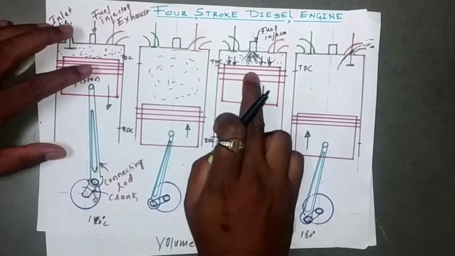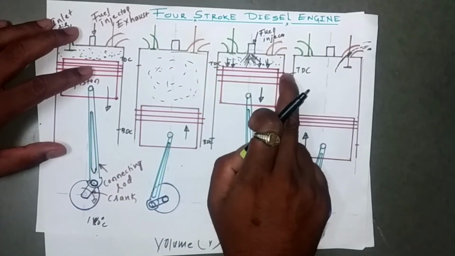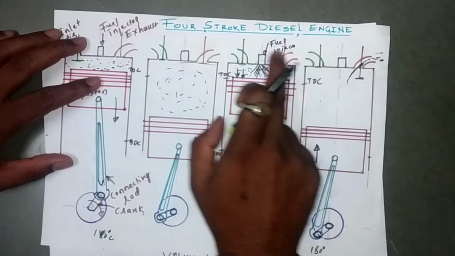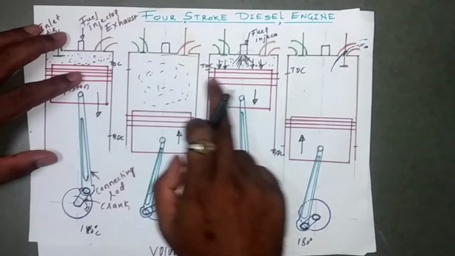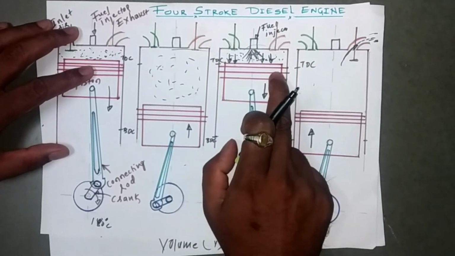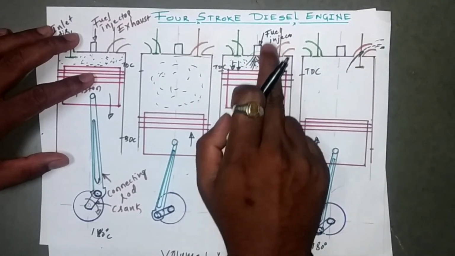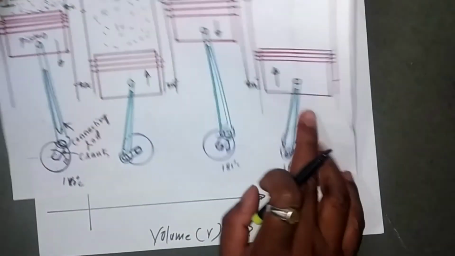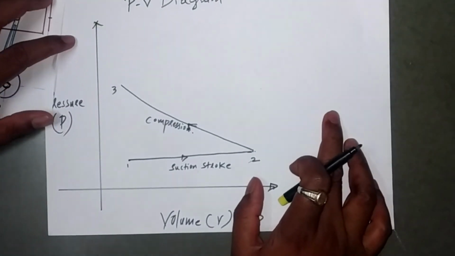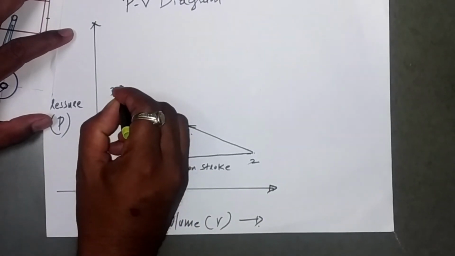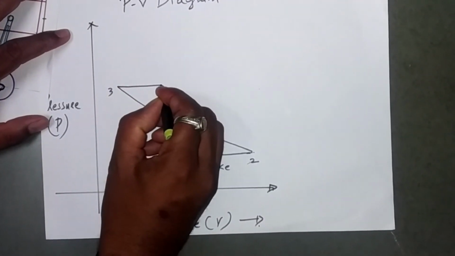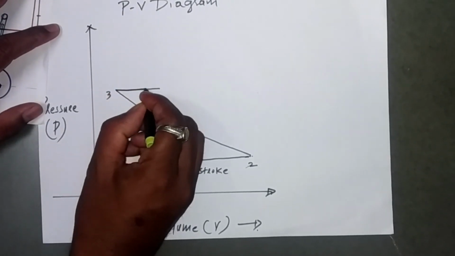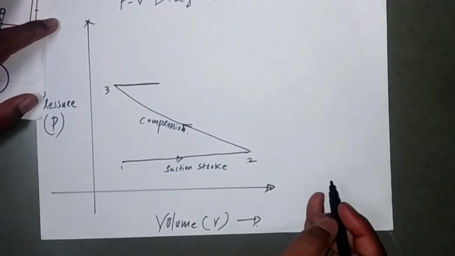After this we have the combustion process. The power stroke begins with the combustion. Since the combustion is taking place at the same pressure, the pressure is not going to increase. At the same pressure, the fuel injection is going to take place and the combustion is going to take place. So here I'm going to show the combustion at a constant pressure, and the volume is not increasing.